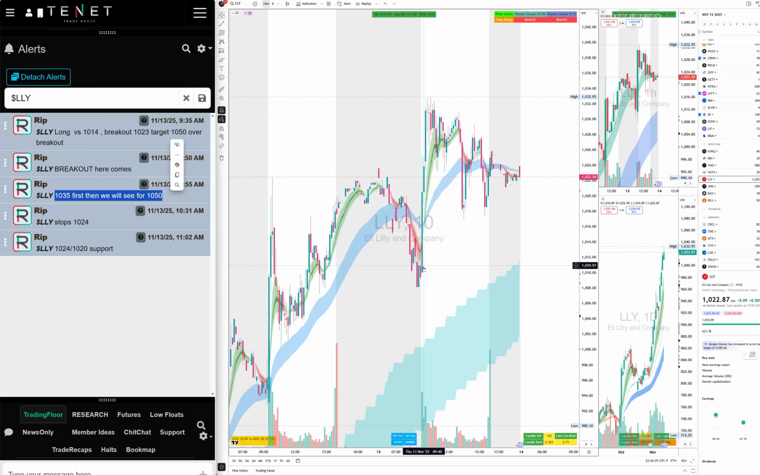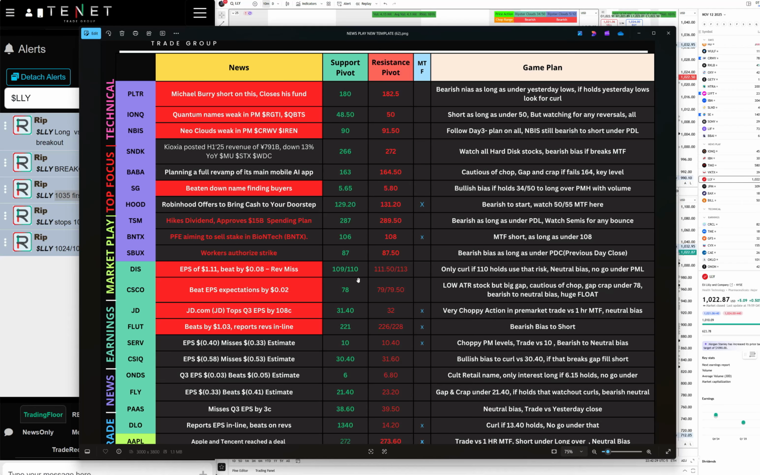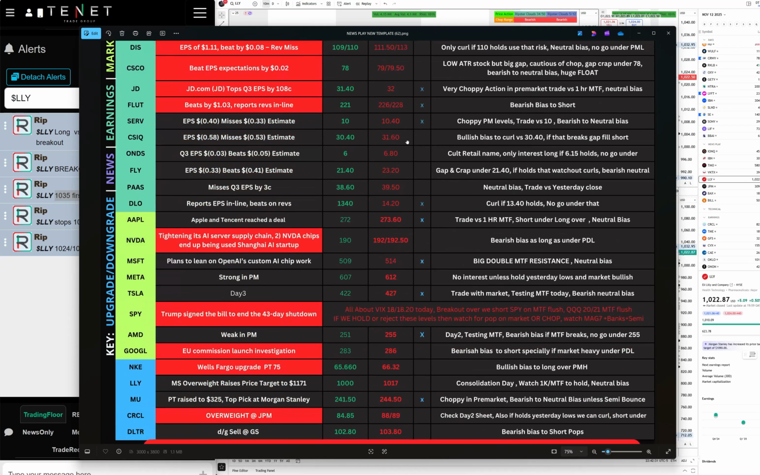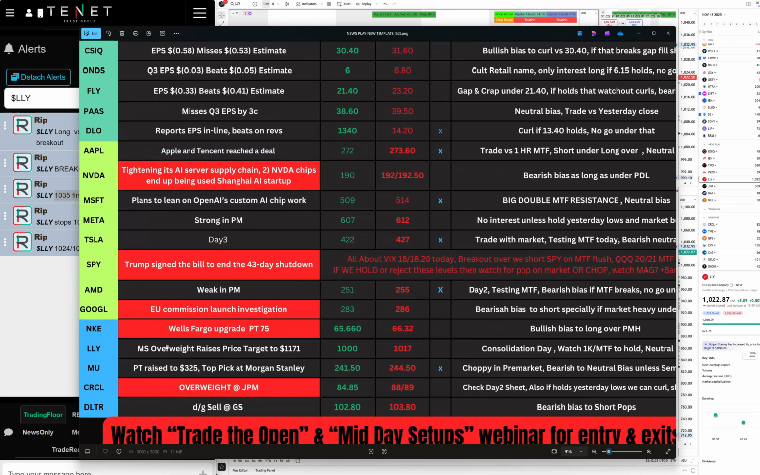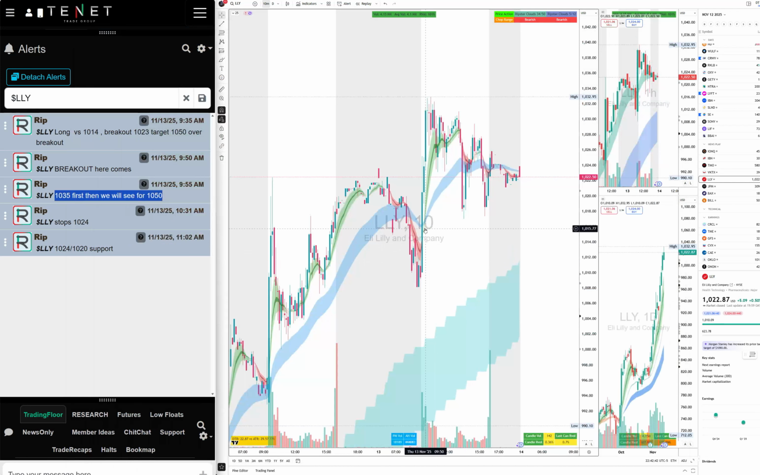But it was a good trade, and we had a pre-market plan on Lily as well. It's not that we just jumped on it. Let's take a look right here. Price target increased by Morgan Stanley. Watch 1K MTF to hold, neutral bias, breakout level 117. So as soon as it pushes over 117, you long it. It was a morning trade, and it topped out at 10 a.m. Sometimes things will top out at 10 a.m. And again, since the market was super bearish, it didn't really do much after that, so we had to get out of that trade.